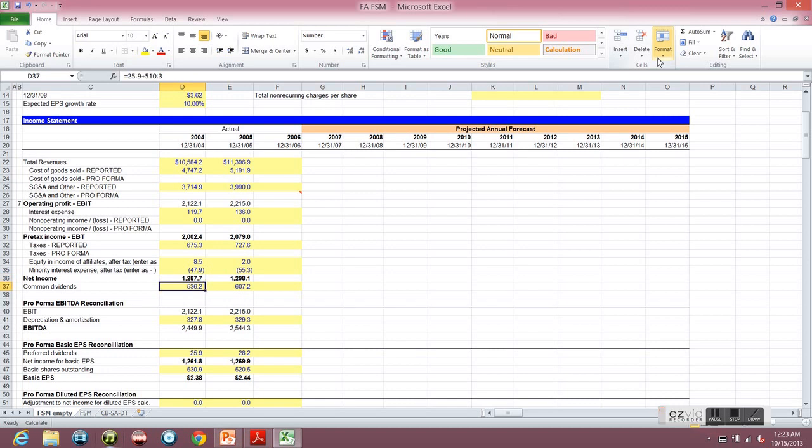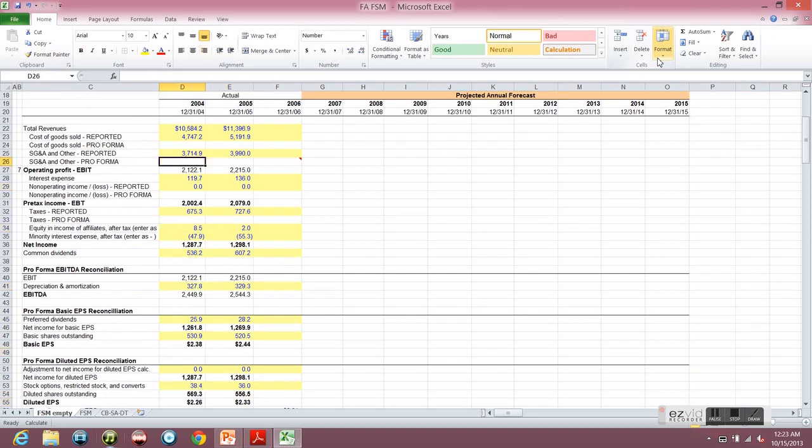Common dividends are dividends that are just generally paid. They could be preferred dividends, and they can also be common dividends, both together. So those are your common dividends: your common stockholder dividends and your preferred stockholder dividends added up together.